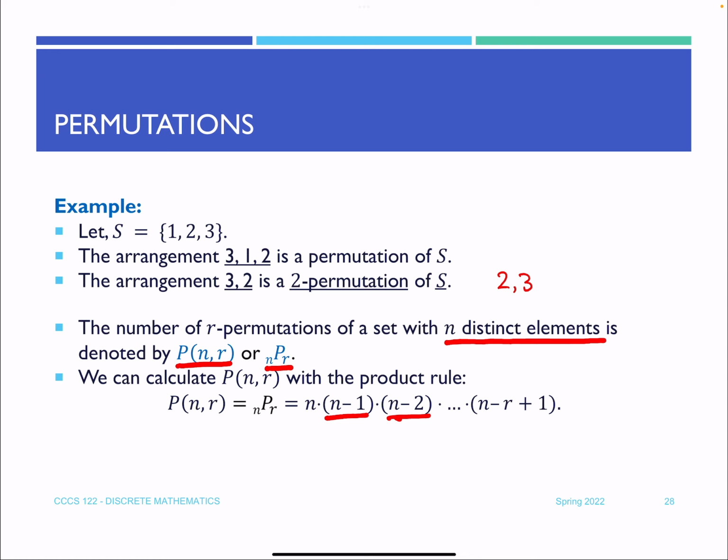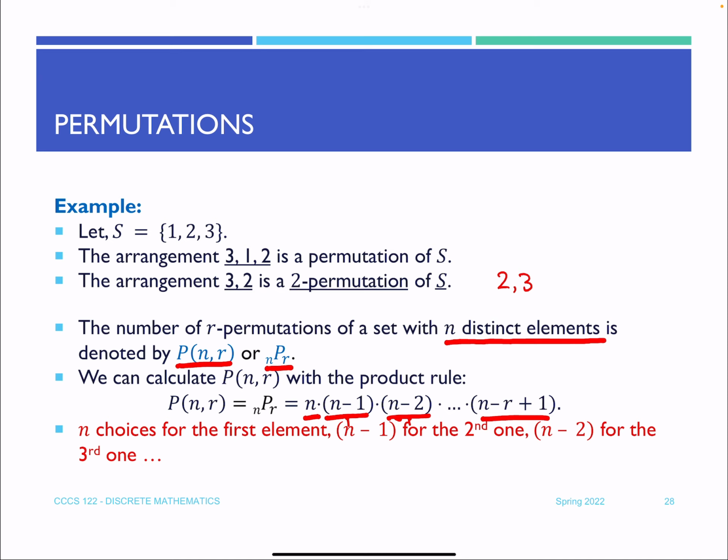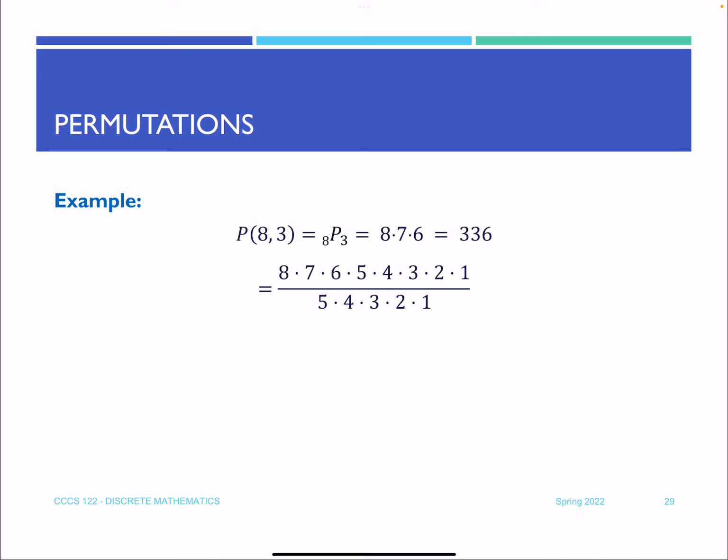So the reasoning is quite simple. The first element that you pick can be one of n available elements. The second element that you pick will be one of the remaining n minus 1 elements. The third element that you pick is one of the remaining n minus 2 elements, and so on. The rth element is one of n minus r plus 1 elements. And then you apply the product rule, of course, and you can multiply all of these terms.